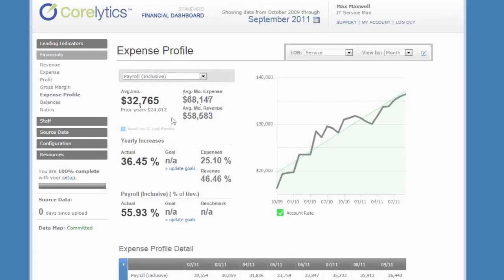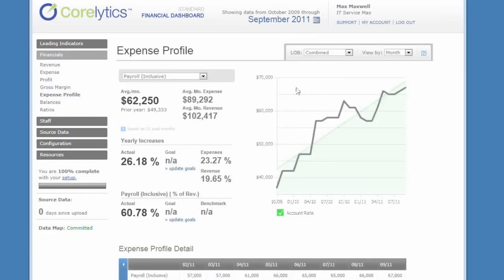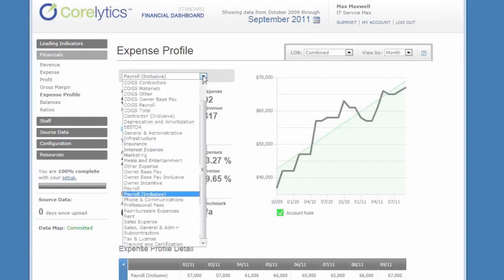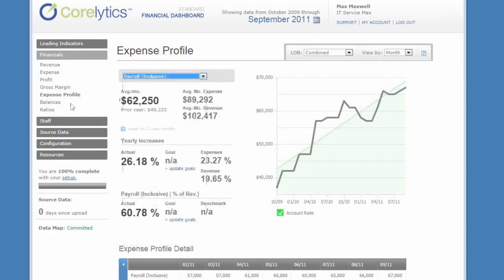And this is just average monthly expense and revenue. Again, this is the service line of business. Let me make this combined. And so we've had, we're increasing salaries at a pretty steep clip. And then this shows salaries as a percent of revenue. Again, any line item in the standard chart of accounts.